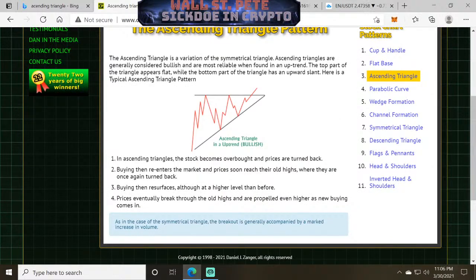1. In ascending triangles, the stock becomes overbought and prices are turned back. 2. Buying then re-enters the market and prices soon reach their old highs, where they are once again turned back, which is called resistance. That's me adding into it. Buying then resurfaces, although at a higher level than before, which is what you've been seeing here, right? Higher level than before. And then alternating back down in this triangle, but then finally getting a bounce, inverted up, till finally you break through is what it's showing. Prices eventually break through.